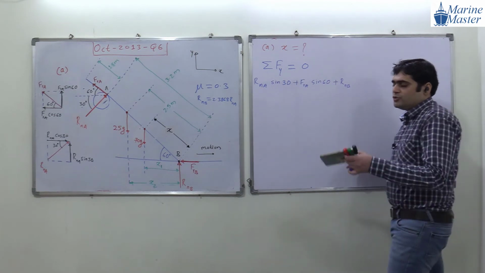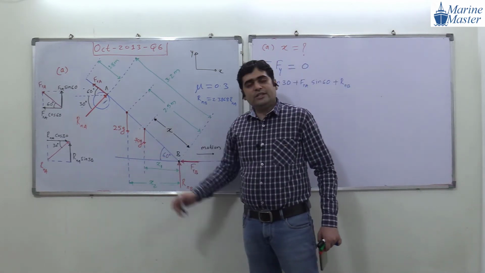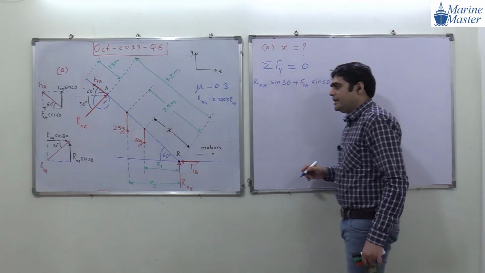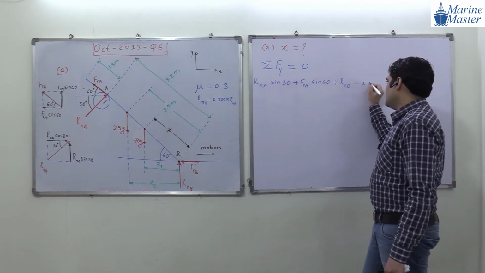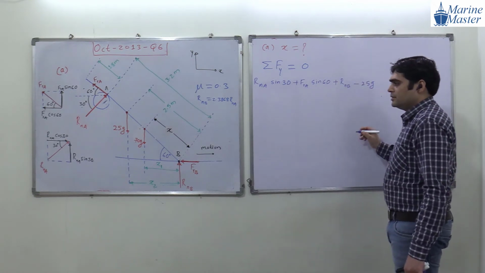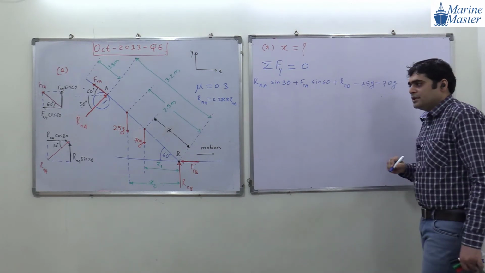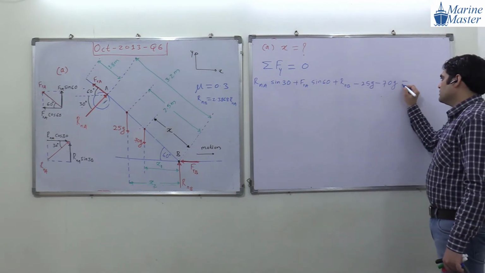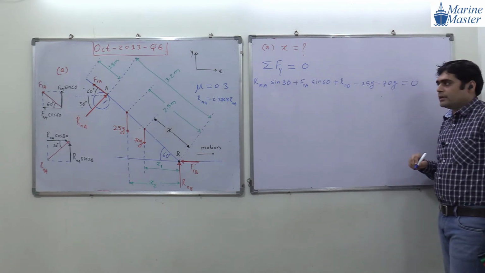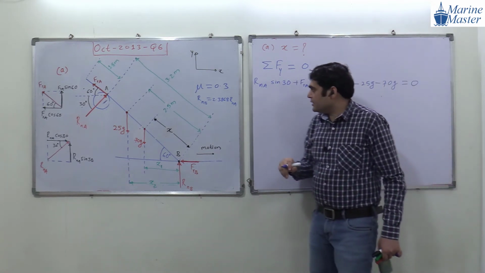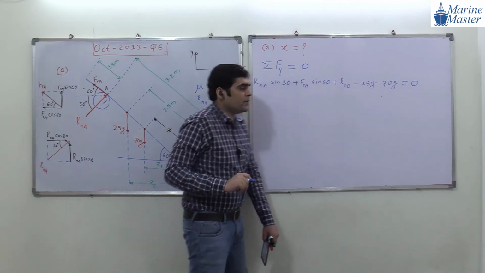Then we have this 25G and 70G. Both are downward. It means what? Minus. So minus 25G, minus 70G, and that will be equal to what? 0. Okay. Now try to see the scenario here.